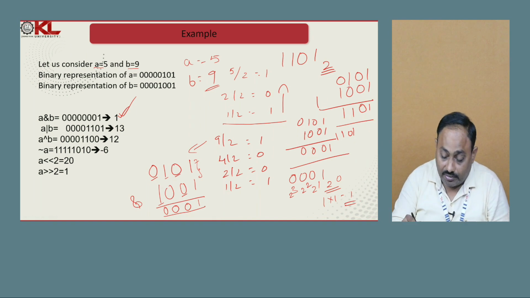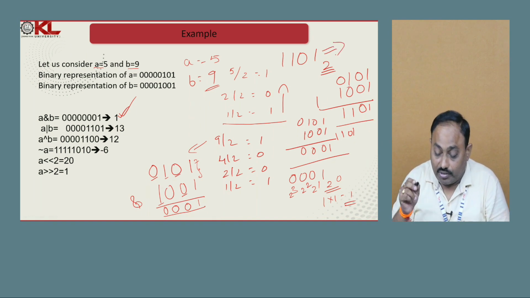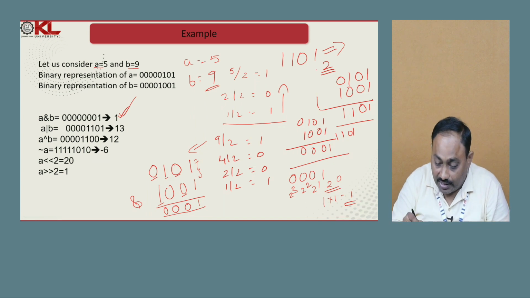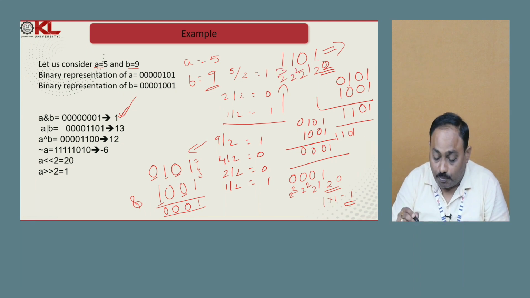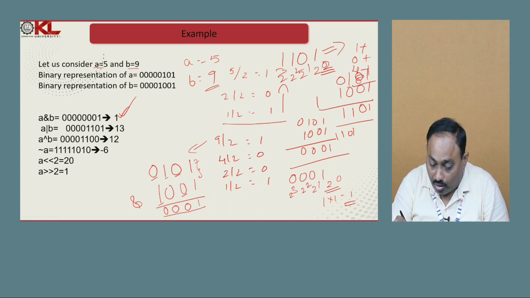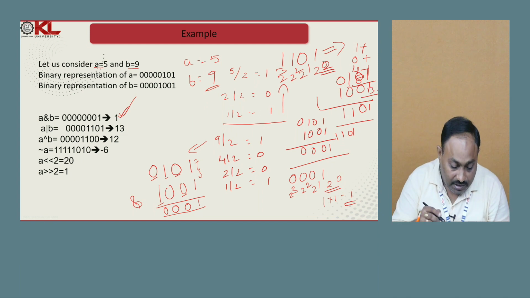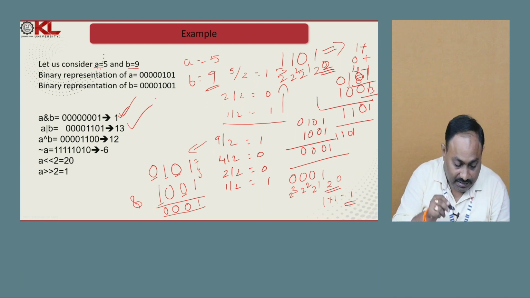Now I want to get the decimal equivalent. To get the decimal equivalent, again you follow the standard conversion, that is 2 power 0, 2 power 1, 2 square, 2 cube. Now 2 power 0 means 1, 1 into 1, 1 plus, next 2 power 1 is 2, 2 into 0 is 0 plus, next 2 square is 4, 4 into 1 is 4 plus, 2 cube is 8, 8 into 1 is 8. Now sum all these things, 13. Now A bitwise OR B is 13.